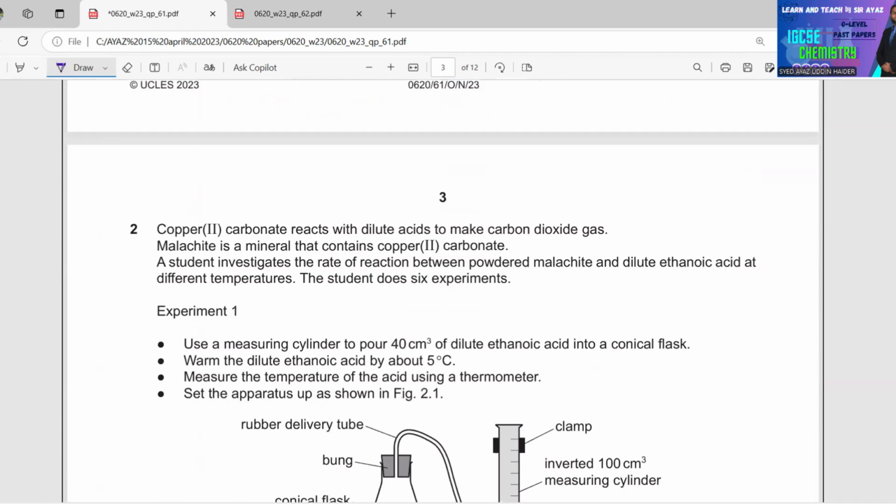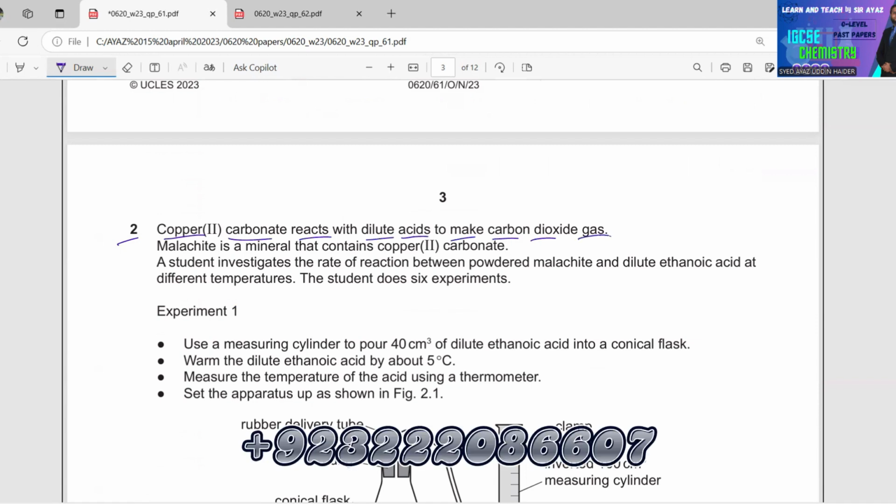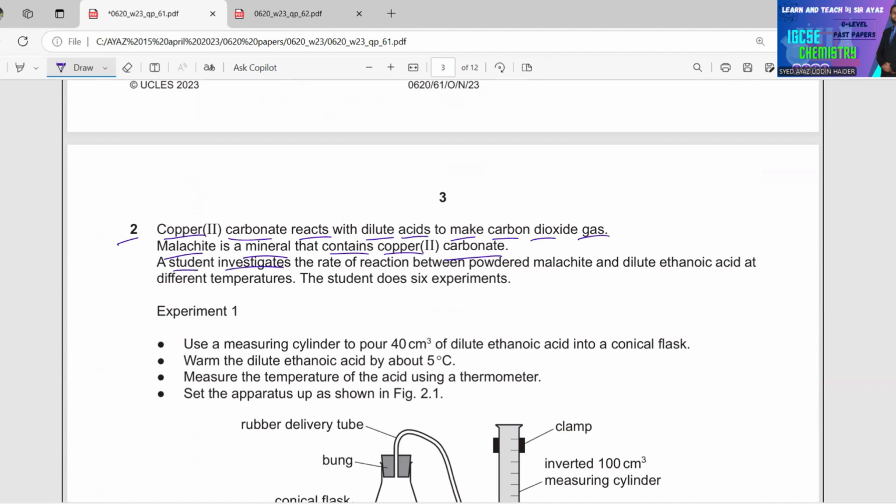Moving to next question. Question number 2. Copper 2 carbonate reacts with dilute acids to make carbon dioxide gas. Malachite is a mineral that contains copper 2 carbonate. A student investigates the rate of reaction between powdered malachite and dilute ethanoic acid at different temperatures. The student does 6 experiments.